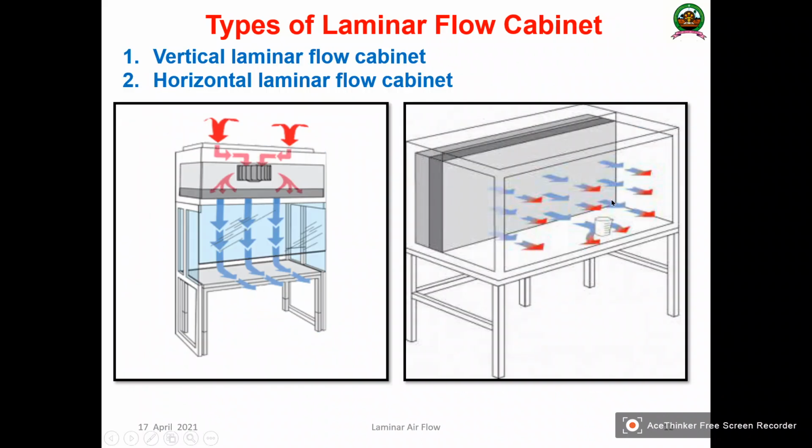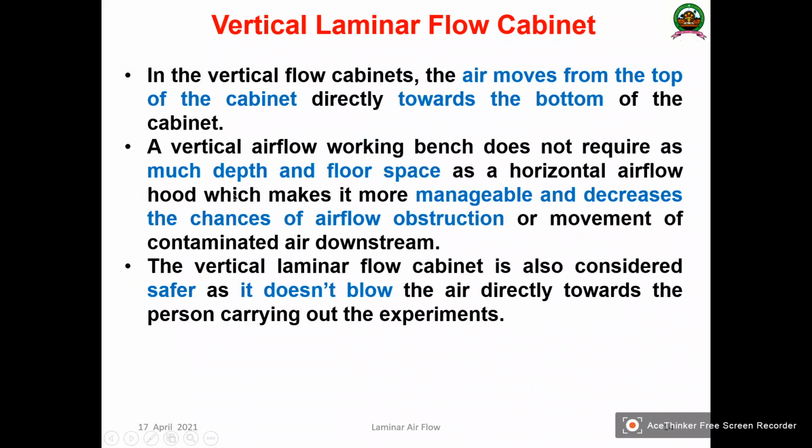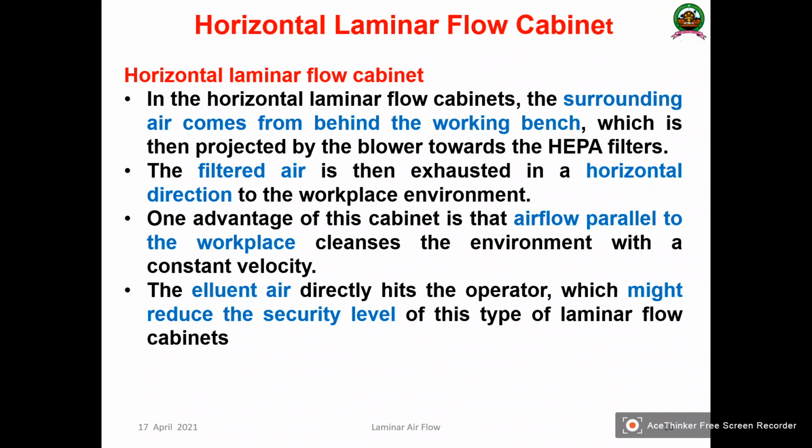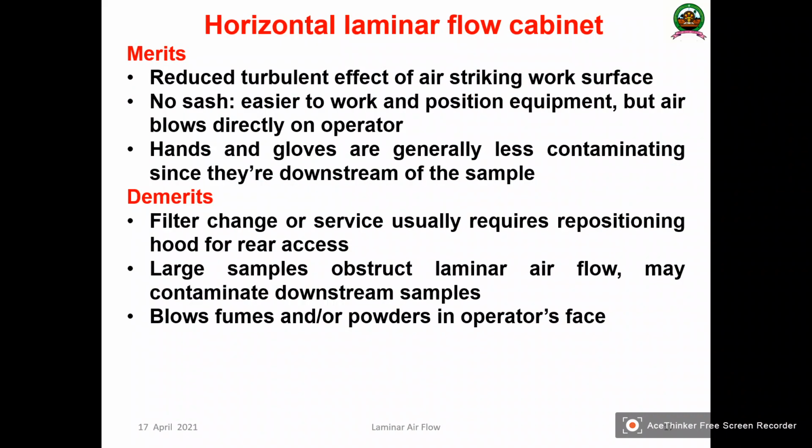Here you can see there is more space in comparison with this one. And there are also a lot of merits, which reduce the turbulent effect of air striking the workbench. Then no sash, easier to work and position the equipment, but air blows directly on the operator. Then the hands and gloves are generally less contaminating since they are downstream of the sample. The hands and the gloves are very less contaminating because they are kept downstream.